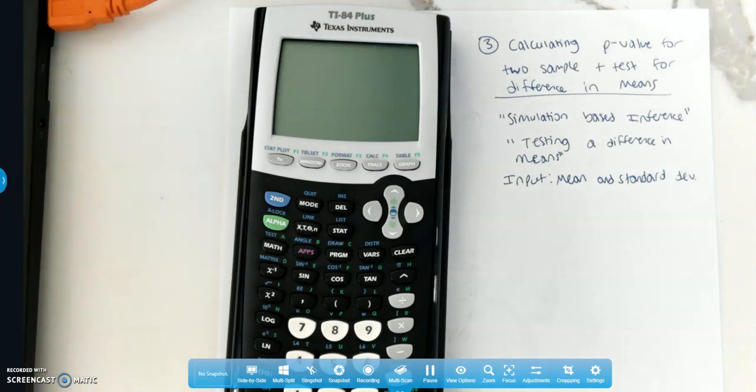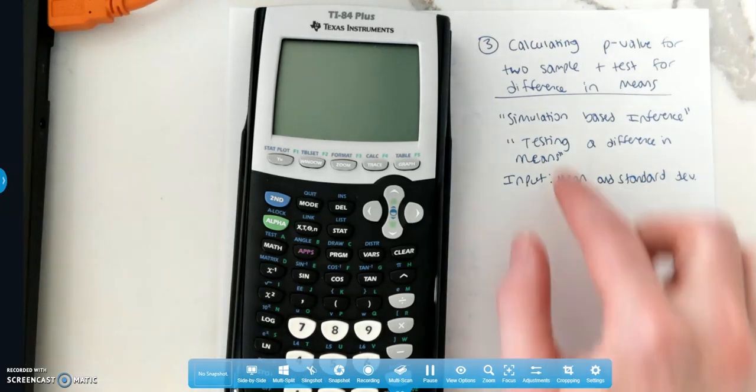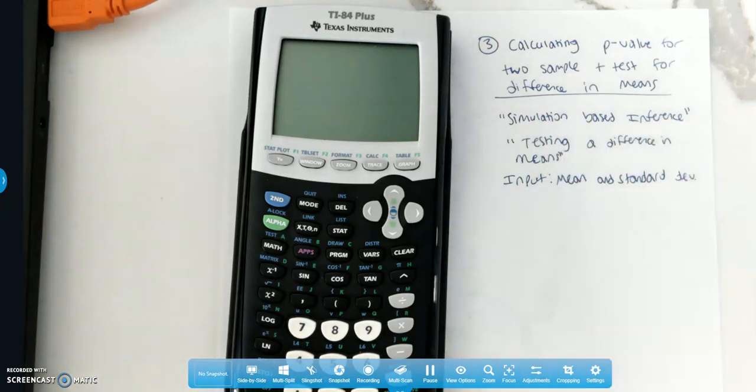Okay, we're ready for the last thing that I'm going to show you on Stapplet for this Unit 7 test, and that's calculating the p-value for a two sample t-test for a difference in means. So we just previously did a one sample t-test, now we're doing two sample t-tests. It's in the same category, simulation-based inference. You're going to click on testing a difference in means, and you're going to change the input to mean and standard deviation. So go ahead and pause the video to write this down if you need to, and then you can pick it back up and we'll go to Stapplet.